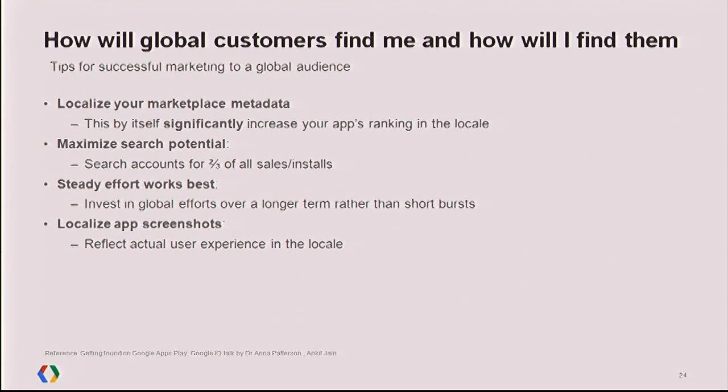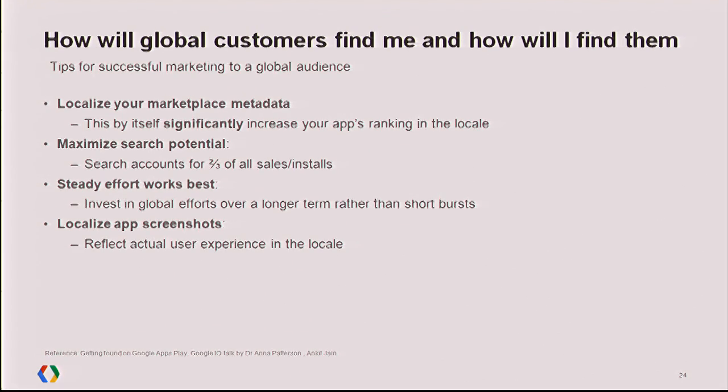So first and foremost, if you do nothing else, you should localize your marketplace metadata into different languages. That by itself significantly improves your app's ranking in the marketplace, specifically for that locale. So that's the first and foremost part. The second is maximize your search potential. Why is that important? Because search accounts for about two-thirds of all installs and sales on Google Play.